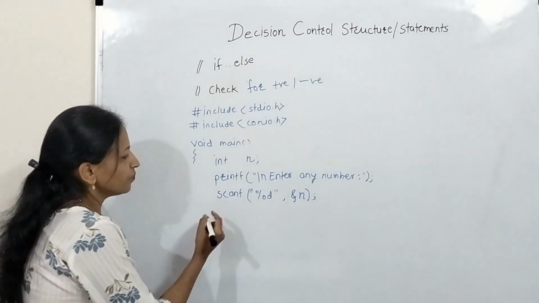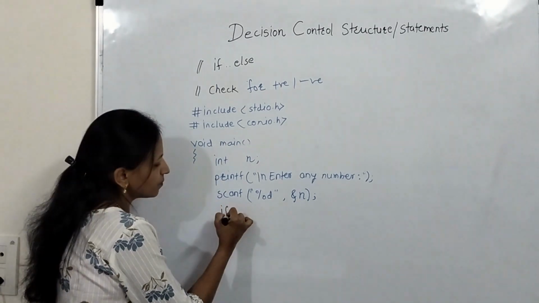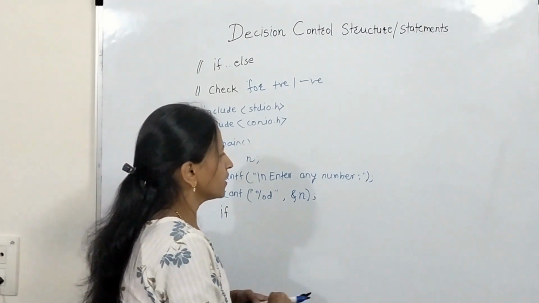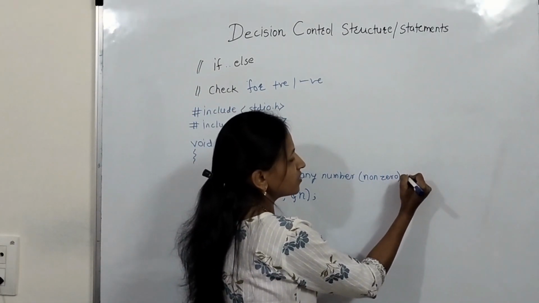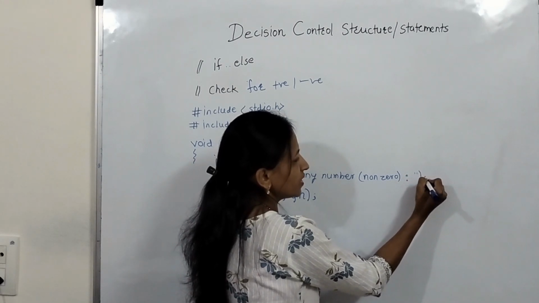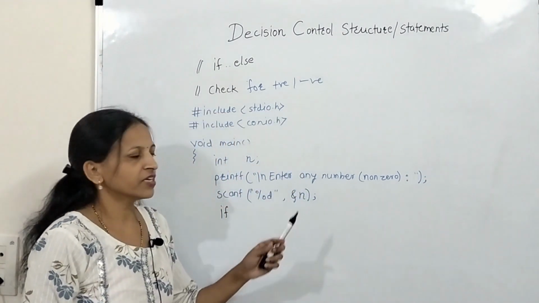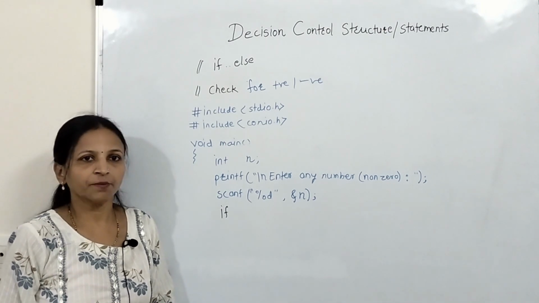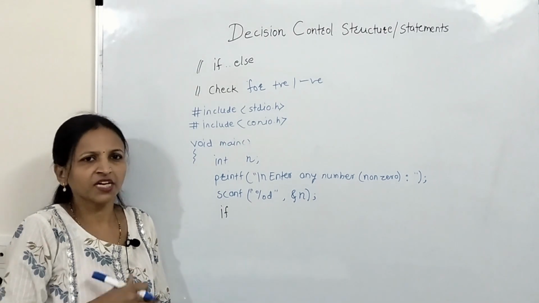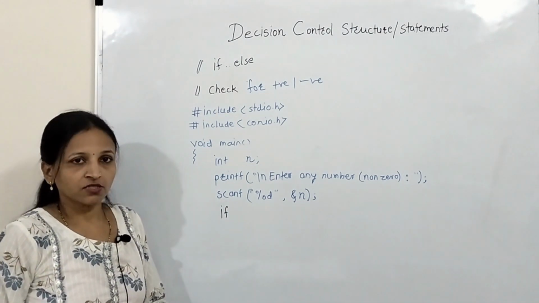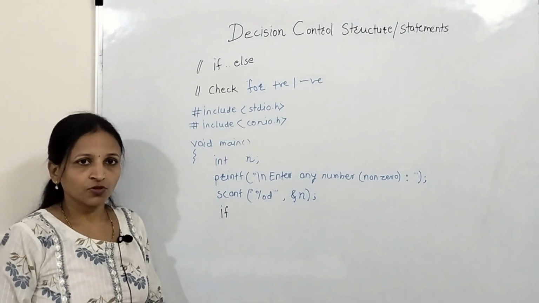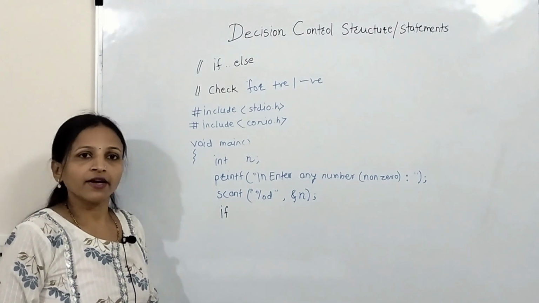Now next, in the message we can mention enter a non-zero value, meaning don't enter 0. We mention that while giving the message to the user, like enter any number, it should be non-zero, meaning it may be any positive or negative number. Because in that case, if the user entered number is 0, we are not going to handle that here.